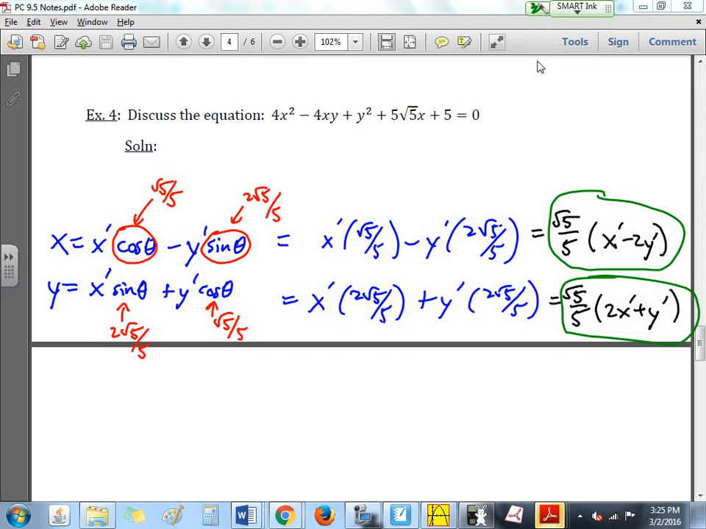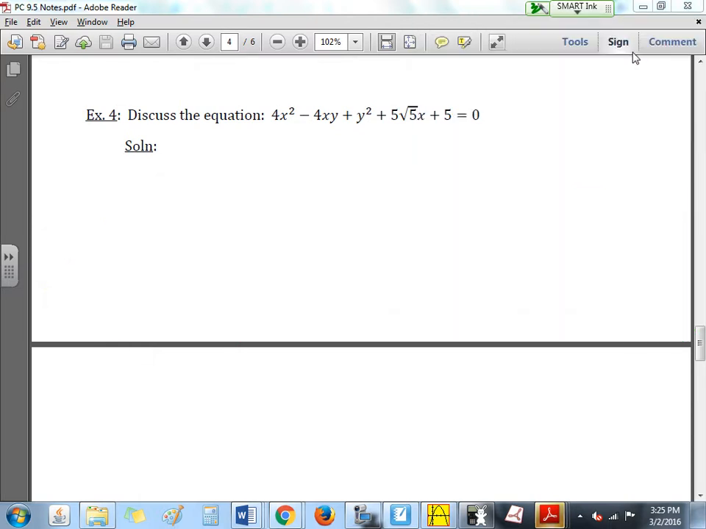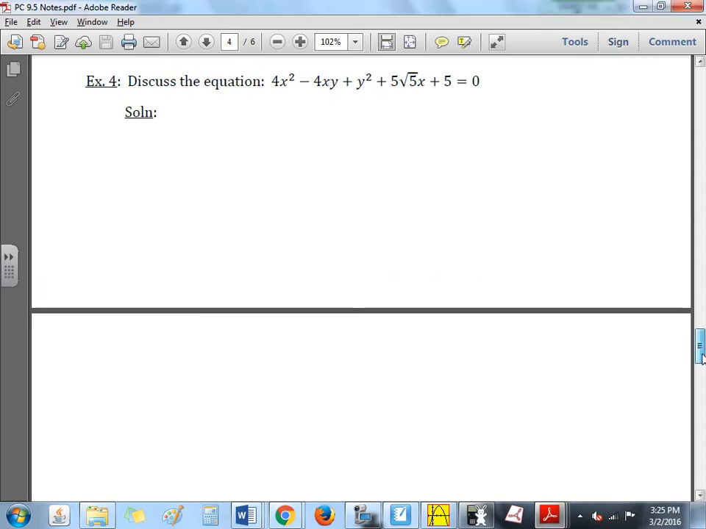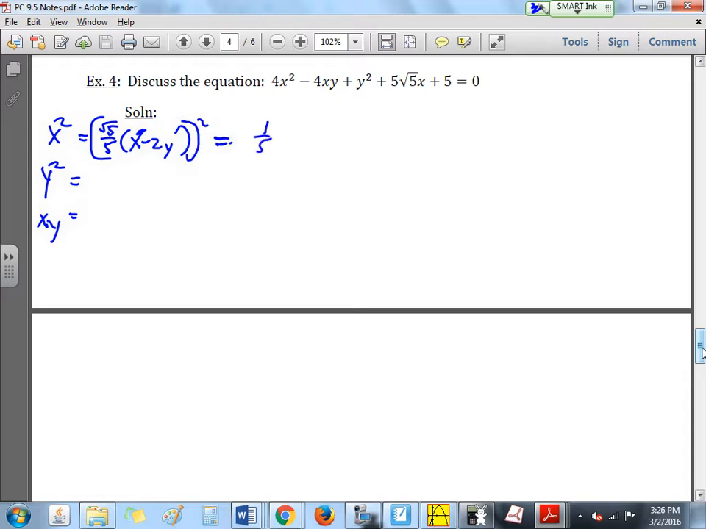Okay? All right, I'm going to erase a little bit now, so I can kind of see what I'm doing. You can go back in the video if you need to jot those things down again. You'll notice that my equation is going to require an x squared and a y squared and an xy. Okay, so my x was, remember, root 5 over 5 times x prime minus 2y prime. And I'm squaring that. So when you square the root 5 over 5, you get 1/5. And when you square the inside, you get x prime squared minus 4x prime y prime plus 4y prime squared.